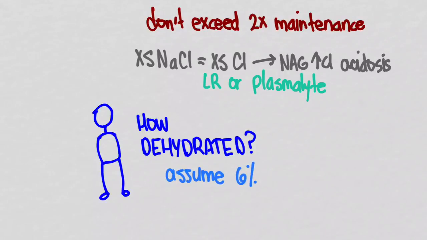And so some people say just assume they're about 6% dehydrated. If they're moderately dehydrated, moderate DKA, you could say 5 to 7%, and severe 7 to 10%. But this is just a guess. It's just very challenging to know unless you actually have weights before and after the DKA. It's almost too difficult to know.